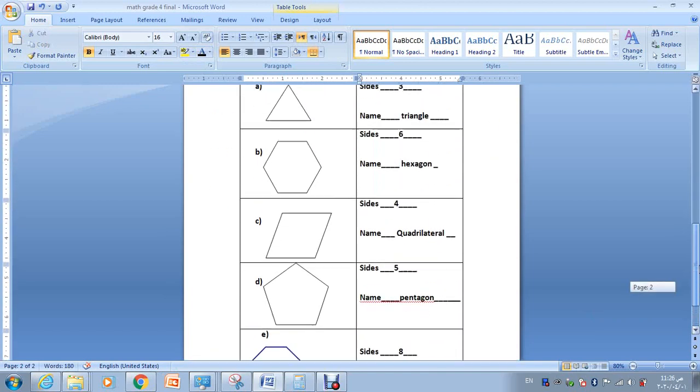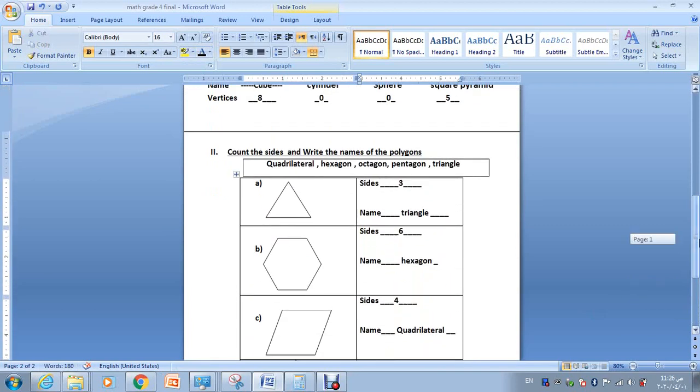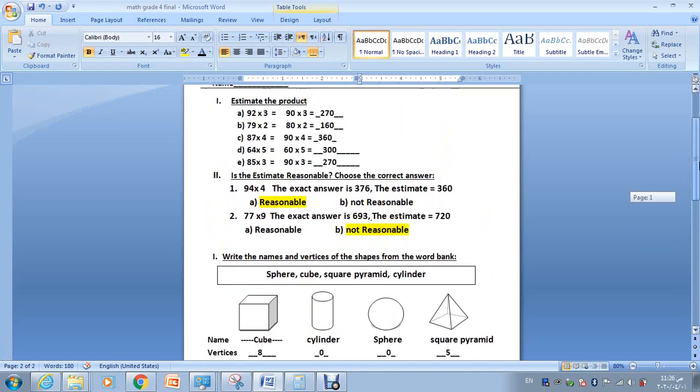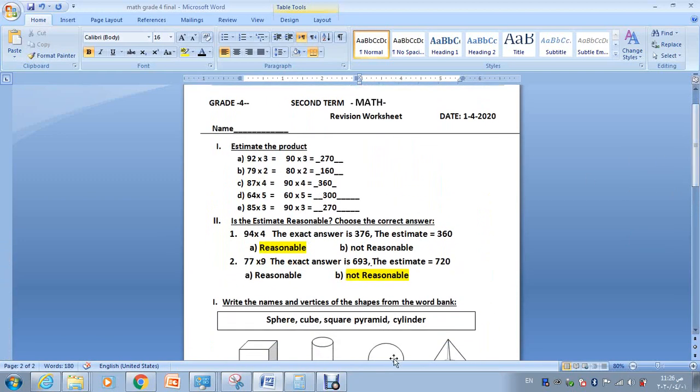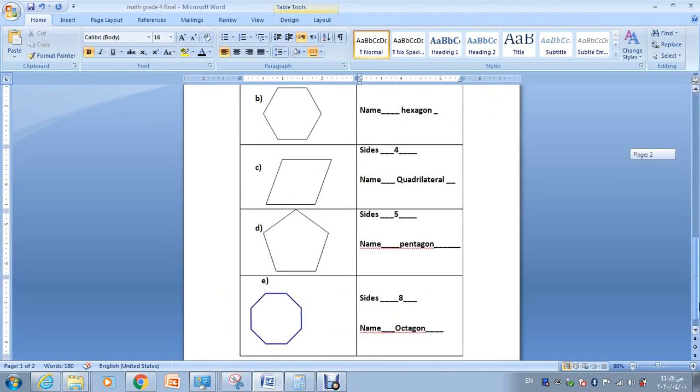So please remember the names, very important to remember the names of the polygons. It's very important to remember as well the names for the solid shapes and their number of vertices, and remember the criteria by which we differentiate between the reasonable estimate and non-reasonable estimate, and how do we estimate the products. Okay, so this was the revision for today, inshallah.